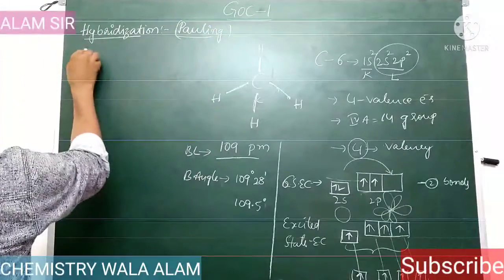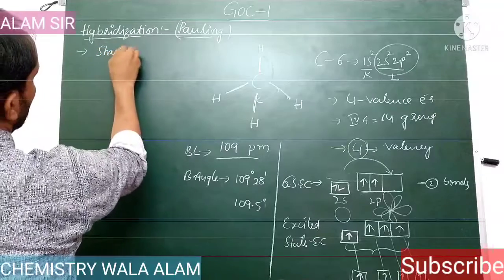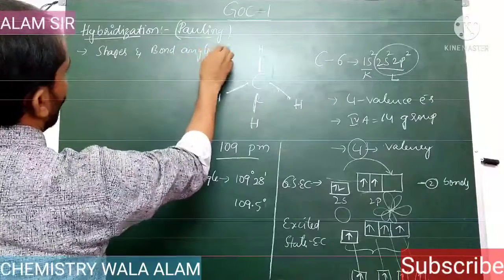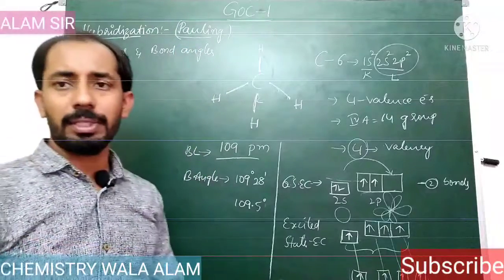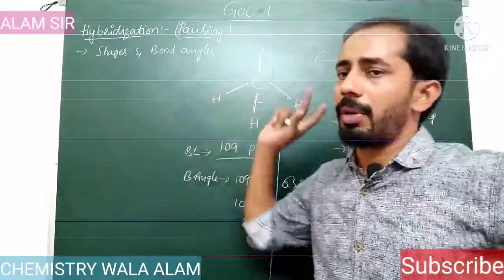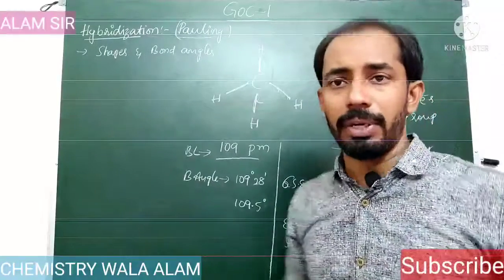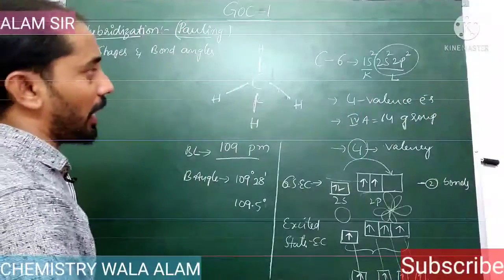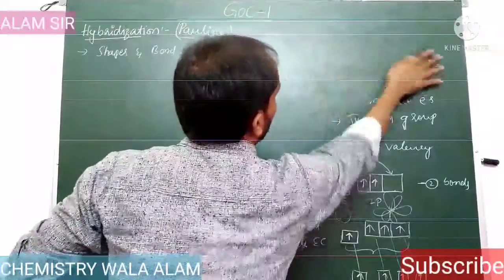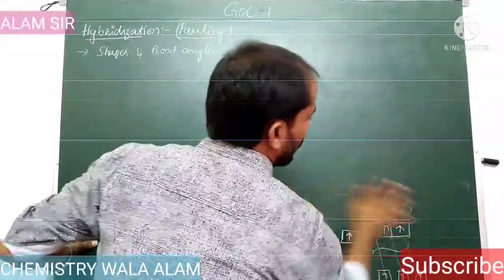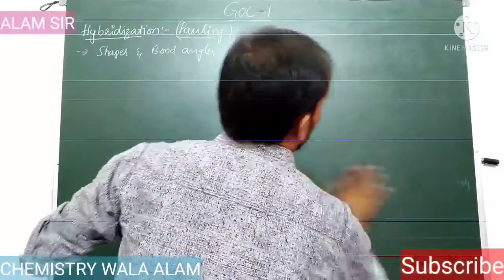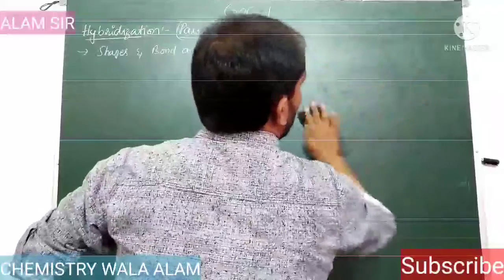So to explain the shapes and bond angles of the compounds, Linus Pauling gave the concept of hybridization. So what is hybridization, and what are the types of hybridization? Then how can we find the hybridization? How can we calculate it for a given compound? How can we say which hybridization is present in a particular compound? Okay, let us go and discuss.